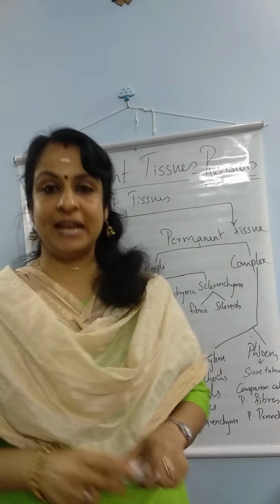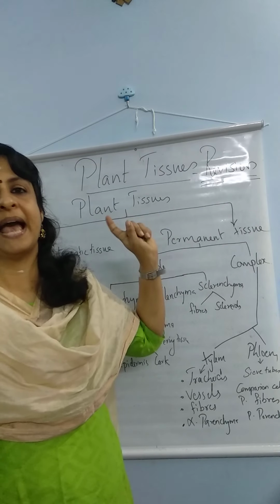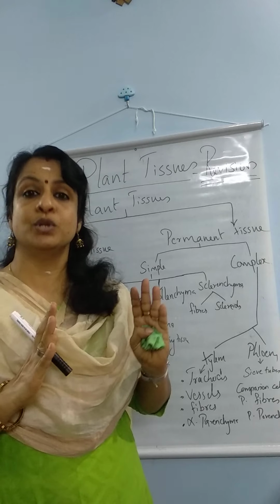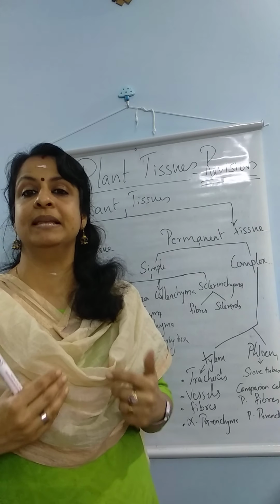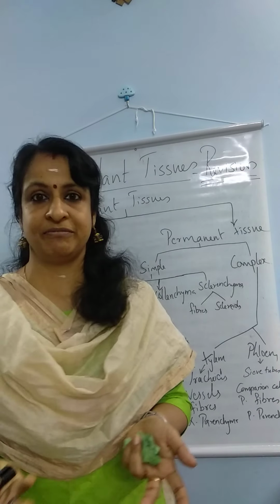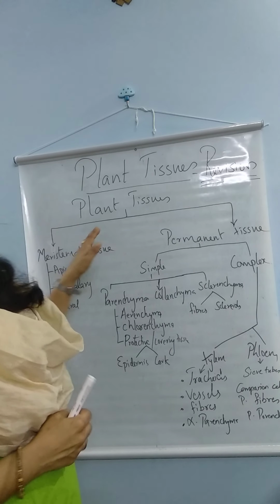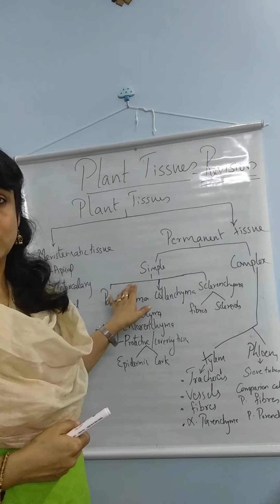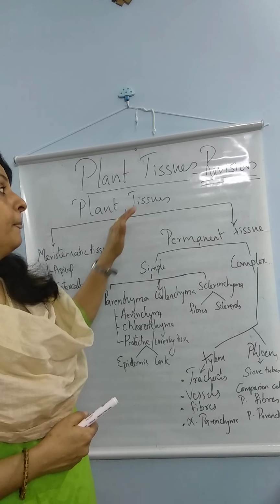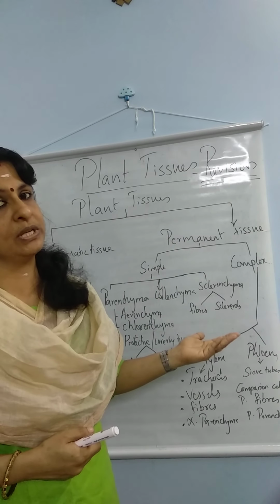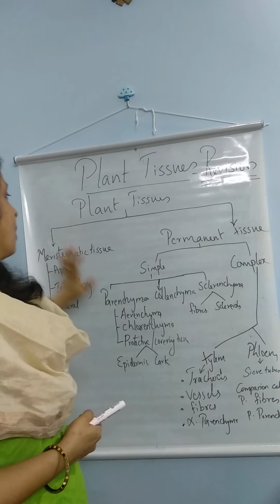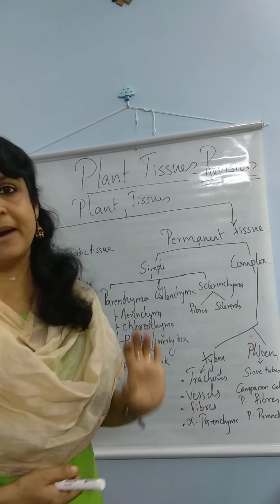Okay children, today let's do revision for the topic plant tissues. Now, plant tissues are mainly divided into two groups based on their ability to divide or not to divide. So, if the plant's tissues can divide, or if the cells can divide, they are put under the group called meristematic tissue. The others which have lost the power to divide are put under the group called the permanent tissue.